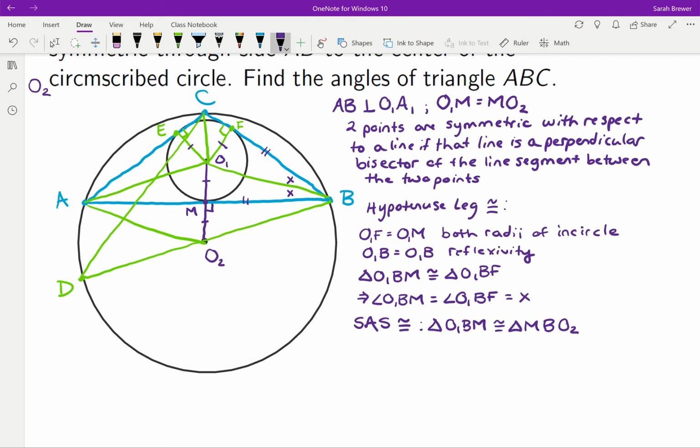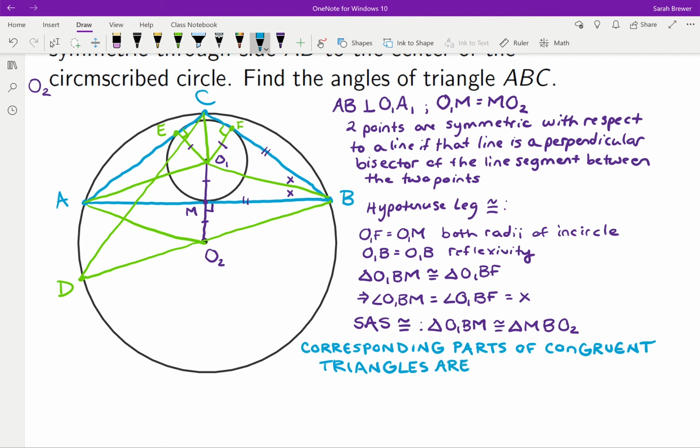I should write that here. This is an important statement. Corresponding parts of congruent triangles are equal. I make my regular geometry students memorize that mantra, so that's a very, very important statement there.